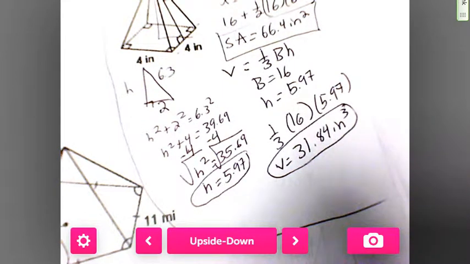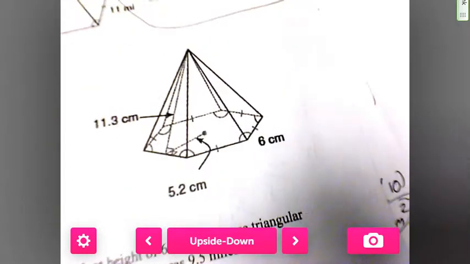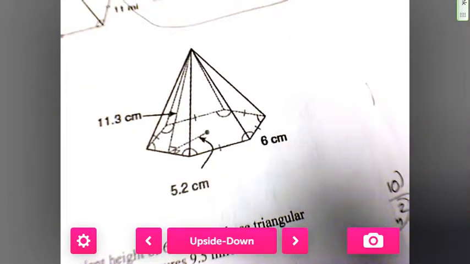Questions about that so far? Okay, what do you guys want to do? Do you want to do a pentagonal prism or a hexagonal prism? Or you don't care? Let's just go ahead then and do the one right below it. We're going to do this hexagonal prism.